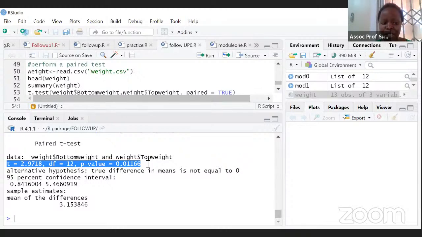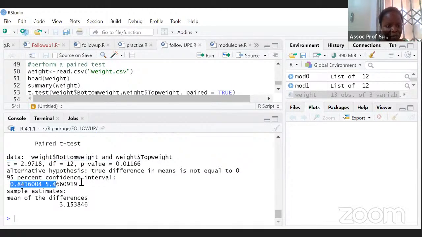And after that, you can have a confidence interval attached to your mean difference. So we have the mean difference confidence interval. It ranges from 0.84 to 5.466. So this is a range of possible values for the true population mean difference between the bottom weight and the top weight of seeds for the plants. So that is the paired t-test, as simple as that.